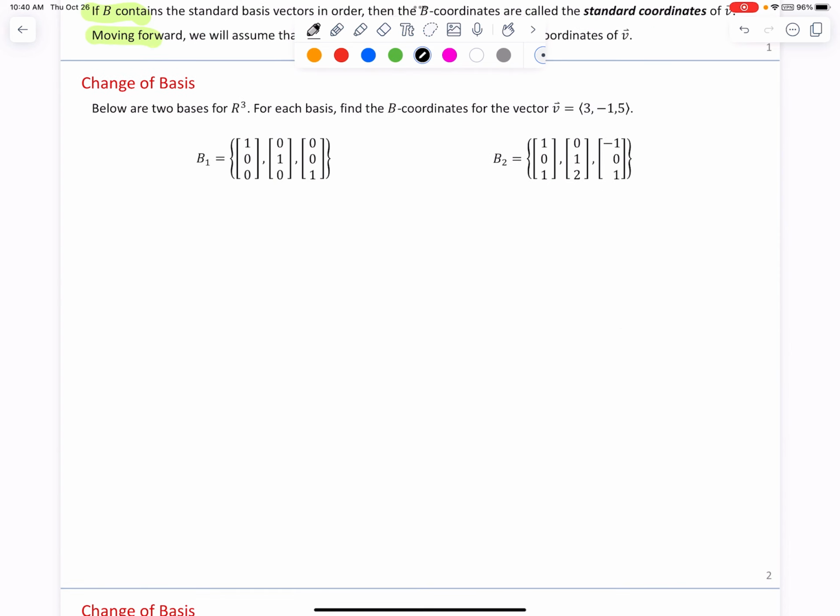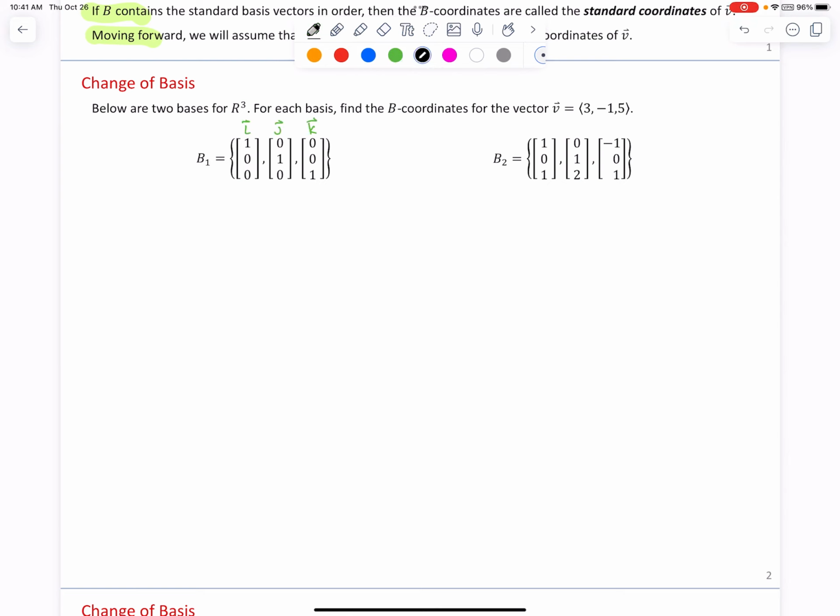Below are 2 bases for R3. For each basis, find the B coordinates for the vector v equals 3, negative 1, 5. Now, the first case, basis 1 is just our standard basis. It contains the standard basis vectors and in order, those vectors being i, j, k.